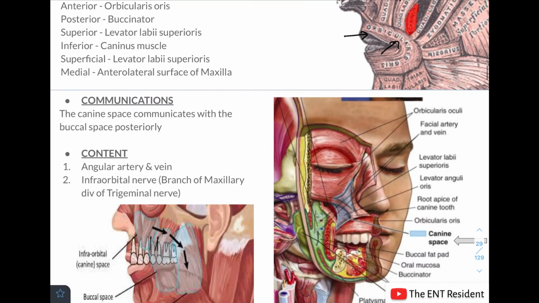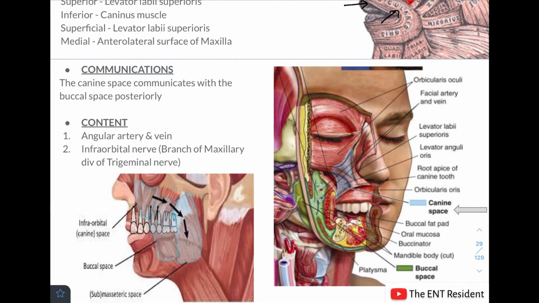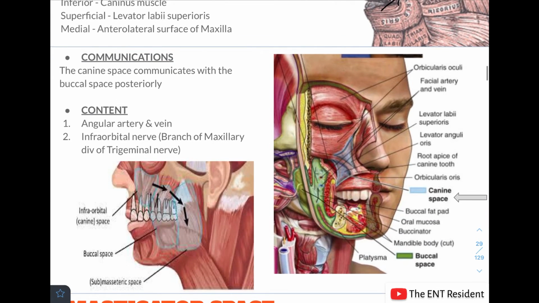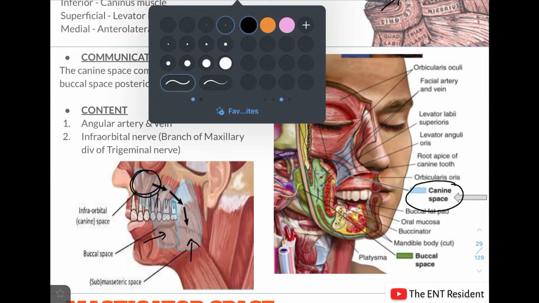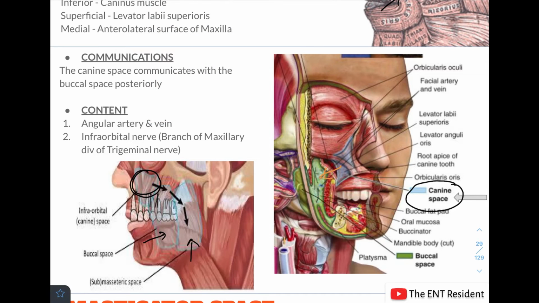The canine space communicates with the buccal space posteriorly. You can see over here, this here is the canine space and this here is the buccal space. So you can see how it communicates with the buccal space and also with the submasseteric space over here. The contents of this space are the angular artery and vein and the infraorbital nerve. In the picture over here, you can see this bluish region is the canine space, and how posteriorly it is communicating over here with the buccal space.